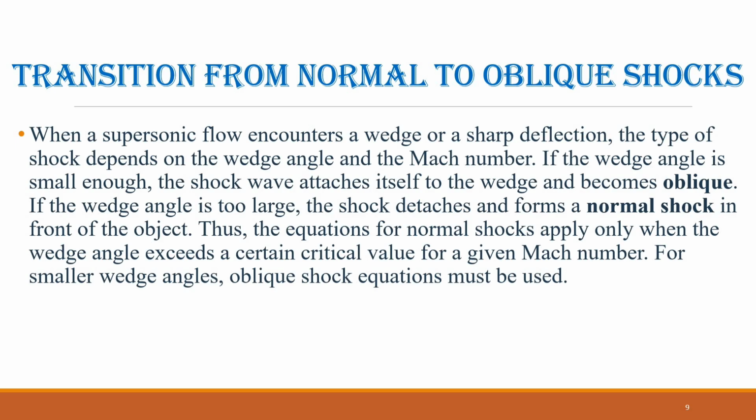If the wedge angle is small enough, the shock wave attaches itself to the wedge and becomes oblique. If the wedge angle is too large, the shock detaches and forms a normal shock in front of the object. Thus, the equations for normal shocks apply only when the wedge angle exceeds a certain critical value for a given Mach number. For smaller wedge angles, oblique shock equations must be used.